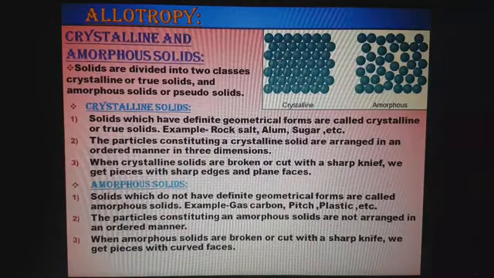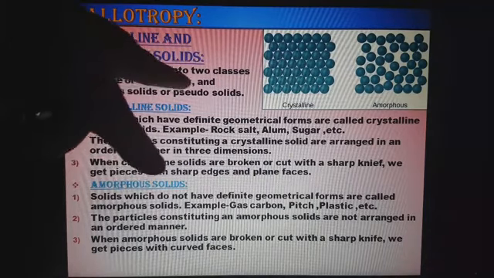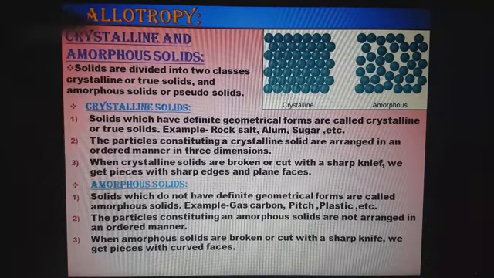Now let us see the next important topic, that is allotropy. So the allotropy topic is very important. Before studying this topic, let's see about the crystalline and amorphous solid first. Okay. So solids are divided into two classes, crystalline or true solids and amorphous solids or pseudo solids. So this is how solids are being classified.